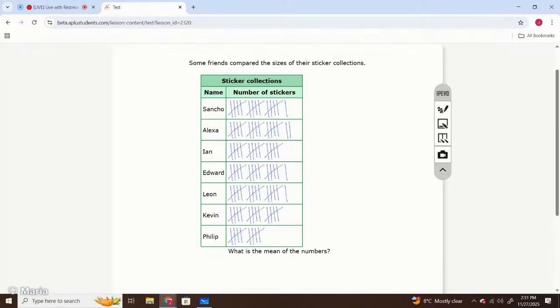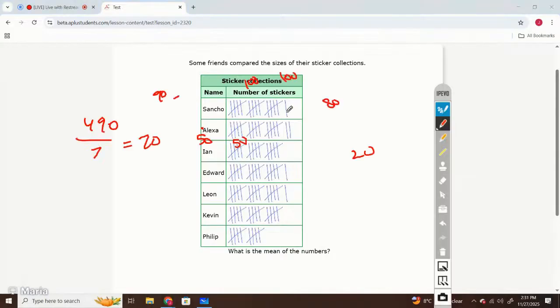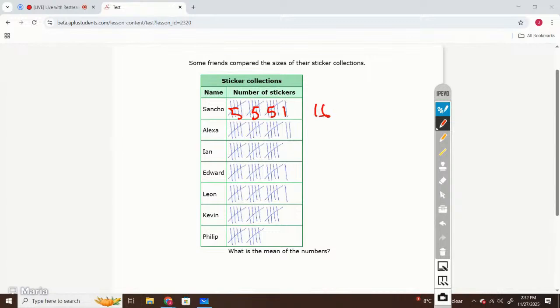So we need to calculate the mean of the given data, right? So basically we need to calculate the tally marks. Each one, we have four lines like this, 1, 2, 3, 4, and the fifth like this, so we can read it as 5, right? So they are 5, 5, 10, and 5, 15, and 1, 16. So we have 16 over here.